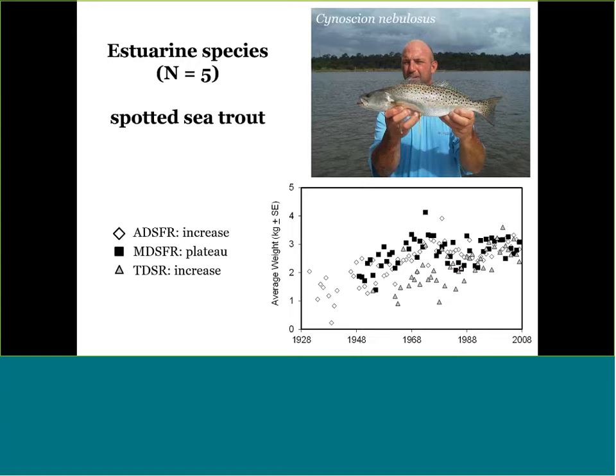Estuarine species like speckled trout, which is shown here, or again, spotted sea trout, are not getting any smaller. And this really surprised me. Things like flounder and speckled trout, I thought would just be getting hammered, and we'd be seeing smaller fishes today than in the past. And that's just not the case.